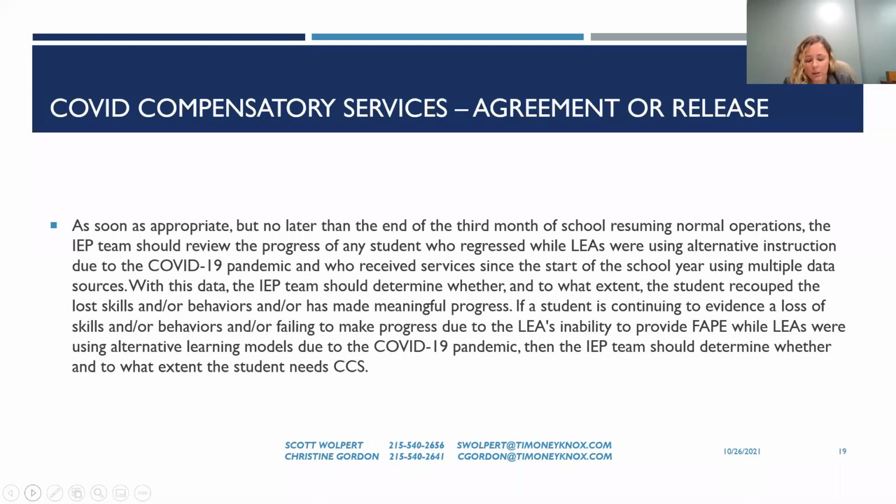More likely than not, we're seeing that schools may not be offering parents an adequate amount of compensatory services to compensate them for what was lost during COVID. And you don't want to waive your rights to potentially 2 years of compensatory education for the minimal amount of COVID compensatory services that might be offered.